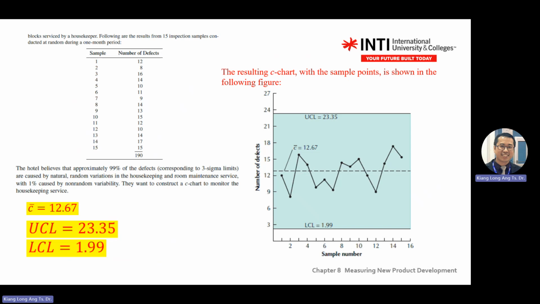Okay. Mean, you already calculated, 12 point something. UCL 23, LCL about 2. Then the number of samples will be about 15 here. So you plot 1 to 15. Then you see number 1 is 12, so 1 goes to 12, 2 goes to 10, 8, and so on. C chart is more direct. More direct. Okay.